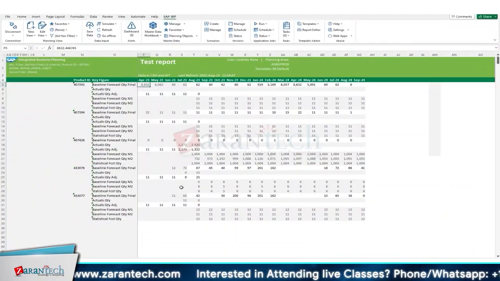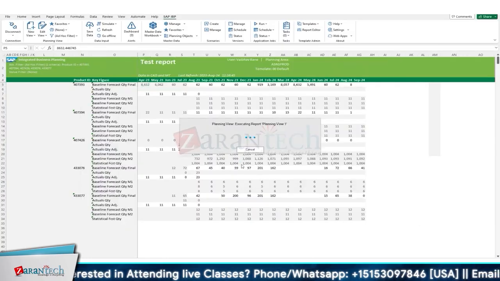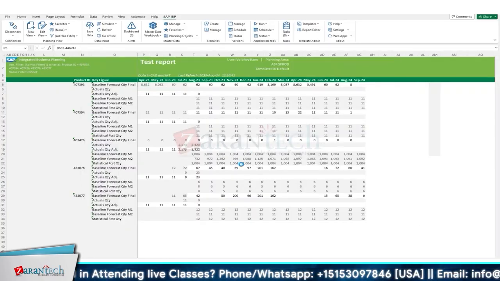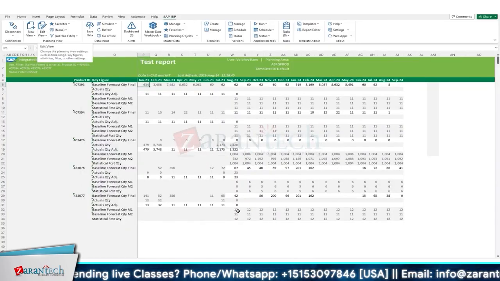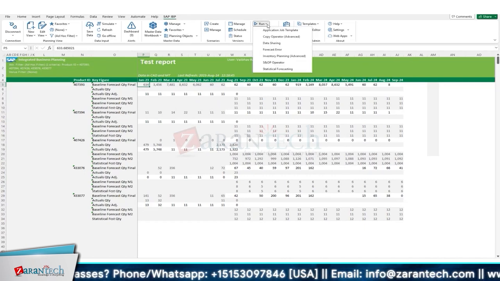Okay, so this is your data, right? So you have started from April, is it? Or it was from January in your pre-planning book? Can you make it January 23? Yeah. And December 24. Okay, September is okay. That's okay. Okay, now you go to the run tab, click on the little corner in the run. Yeah. Go to statistical forecasting.